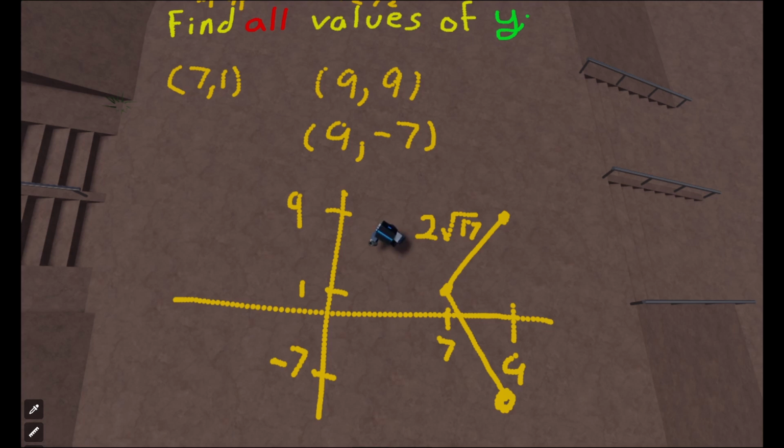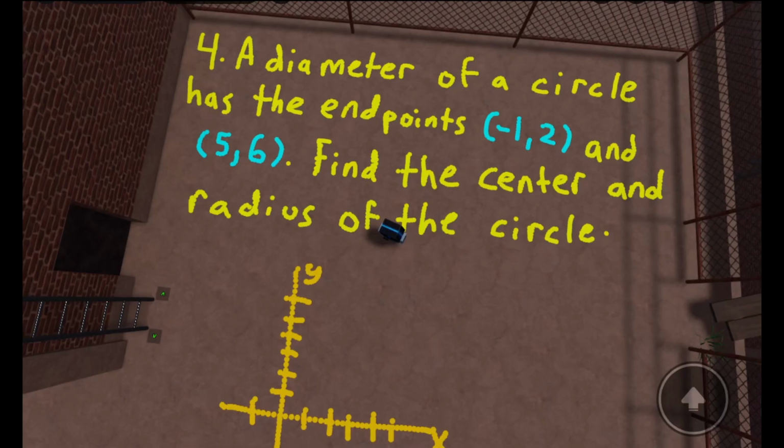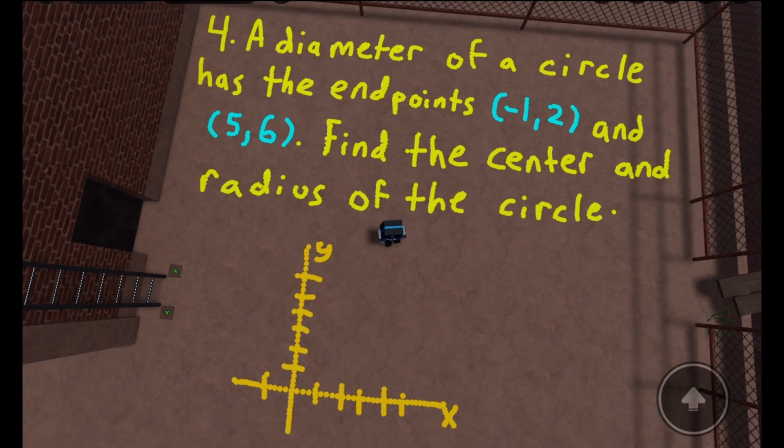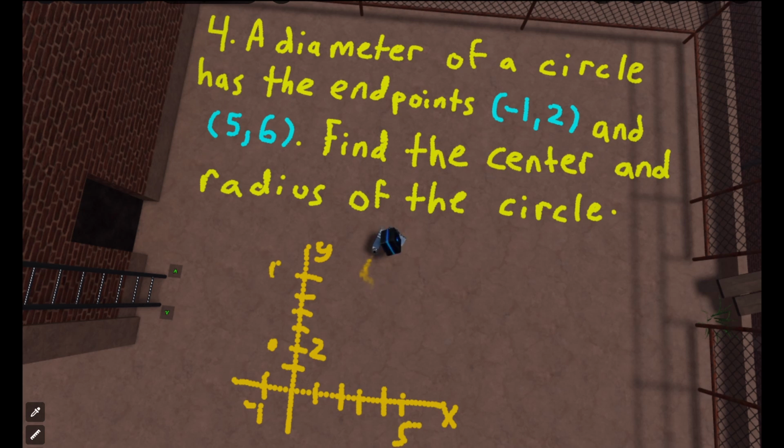Let's move on to the final problem of the day. In this final problem, we have that a diameter of the circle has the endpoints (-1, 2) and (5, 6). Find the center and the radius of the circle. So first, let me plot these points really quick. (-1, 2) is probably going to be right there. And then (5, 6) would just be right about here. So if this is a diameter of the circle like that, then the circle will probably look something like this.